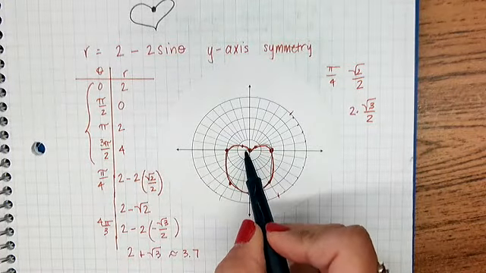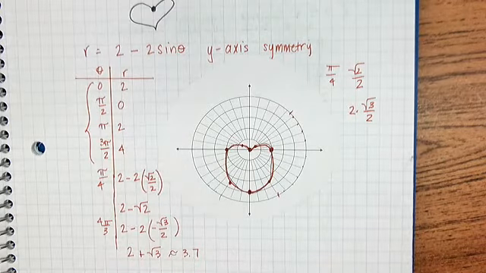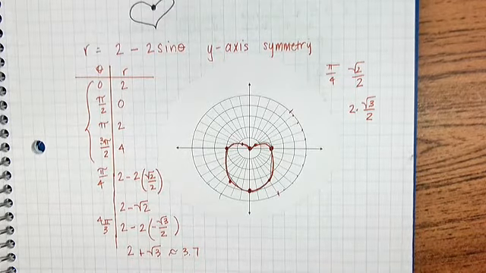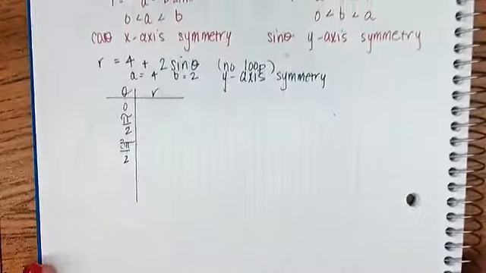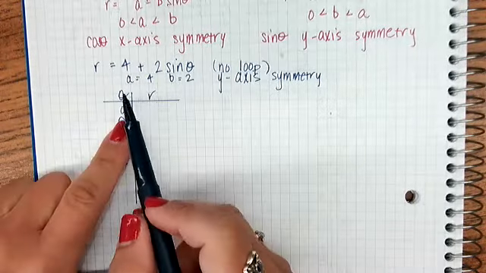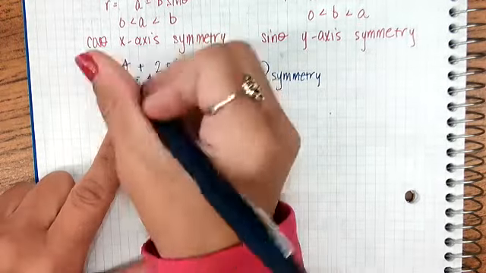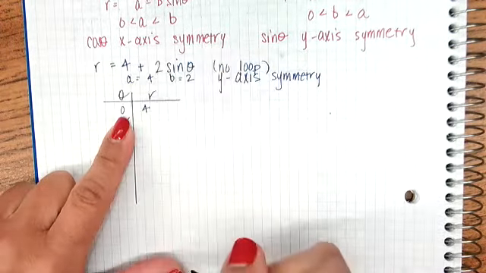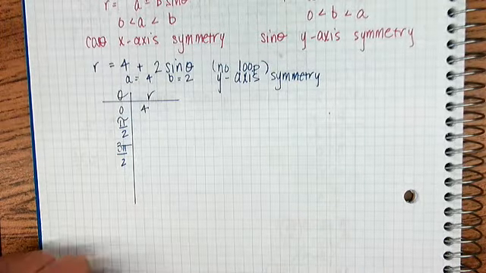Cardioid through the origin, one of these has to be 0. Actually, any of them have to be 0. Not going to happen. There's no value of theta that you're going to plug in that's going to make r 0. Sine of 0 is 0, times 2 is 0. You get 4, which means that when you plug in pi, you also get 4.